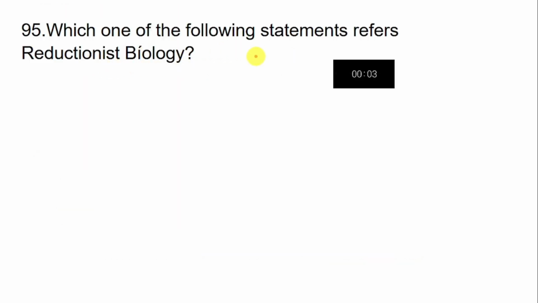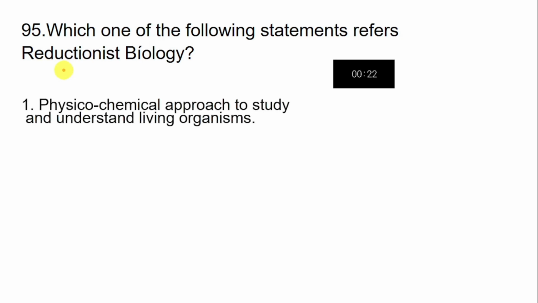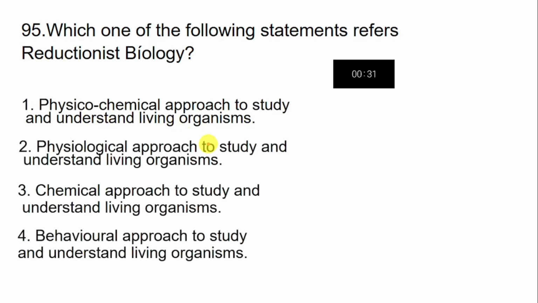Which one of the following statements refers to reductionist biology? Reductionist, here the word reduction indicates a more focused approach to study life processes. Biology is the study of life. So reduction here means more focused. So a physico-chemical approach to study and understand living organisms. This is the answer. The first option is the right answer.